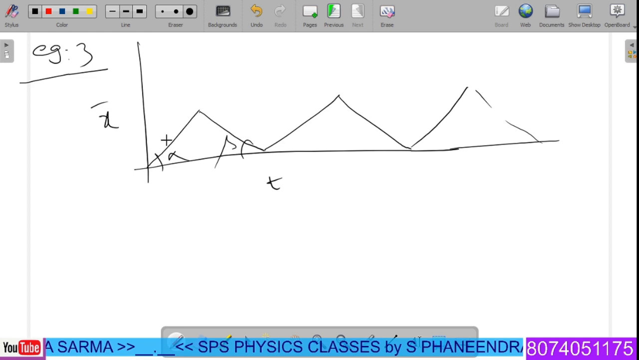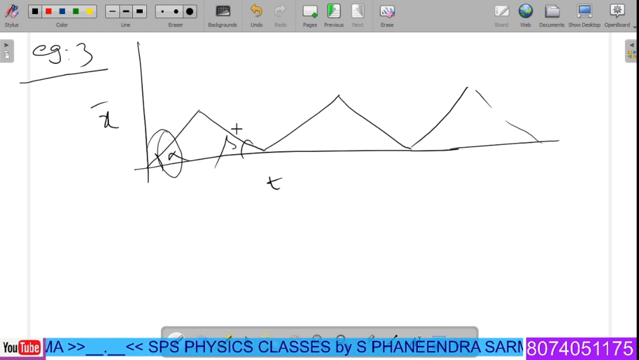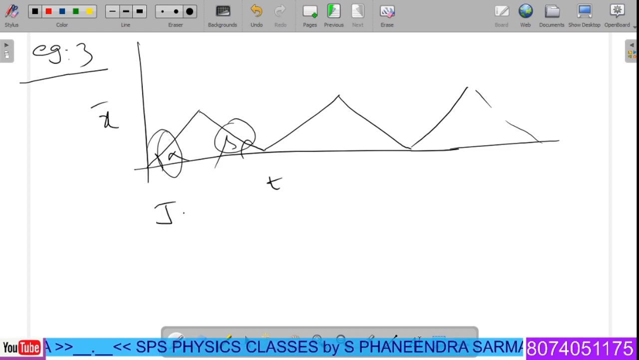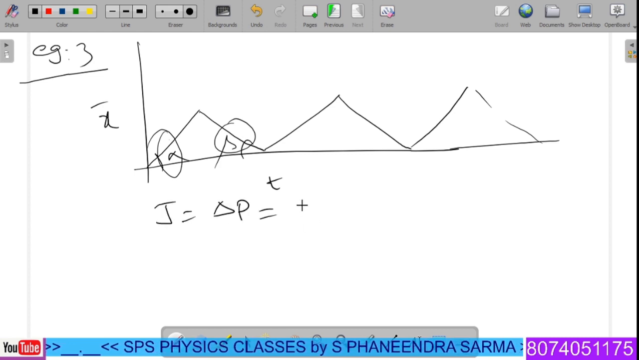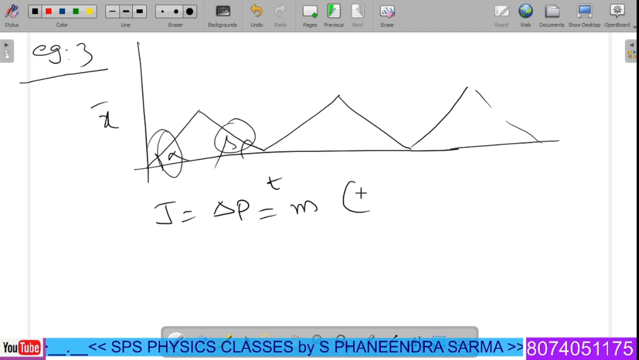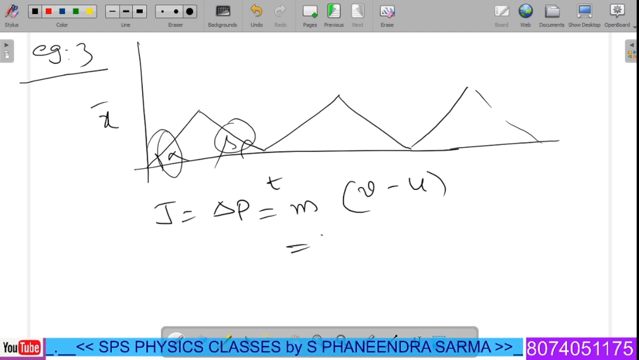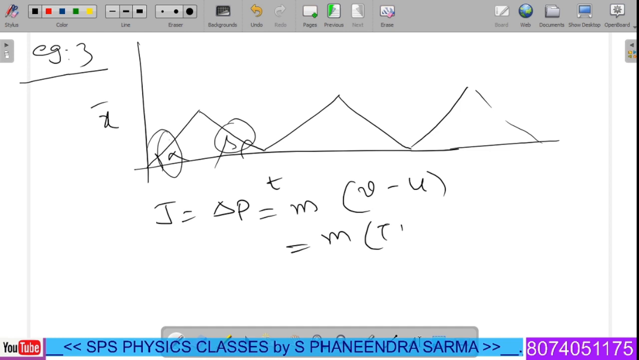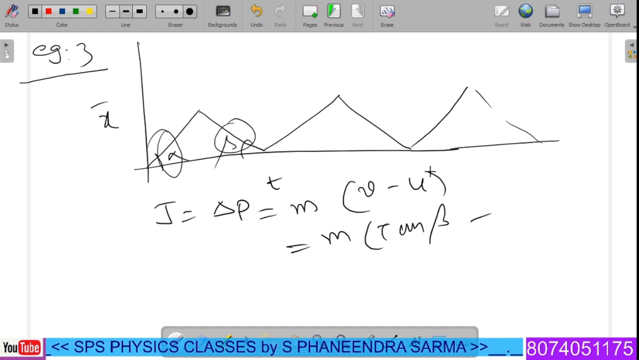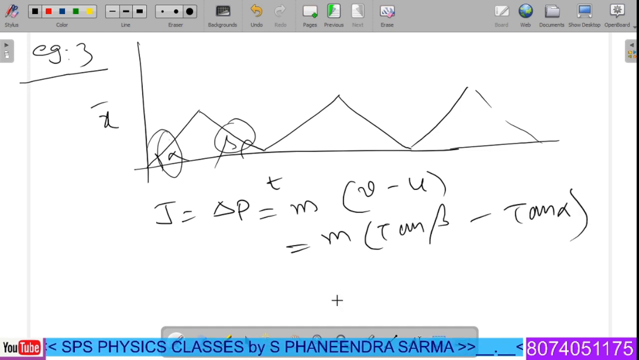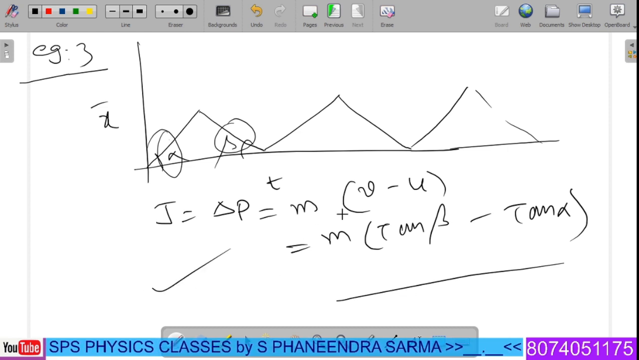No doubt in the given problem displacement versus time is given. So the slope of the graph gives us what? Velocity. So this is the initial velocity and this is the final velocity. Impulse J is equal to change in momentum. So therefore, mass of the object is m into final velocity minus initial velocity. What is the final velocity here? Tan beta, and the initial velocity is tan alpha. Using this value you can determine impulse in the given system. Now, example number 4.